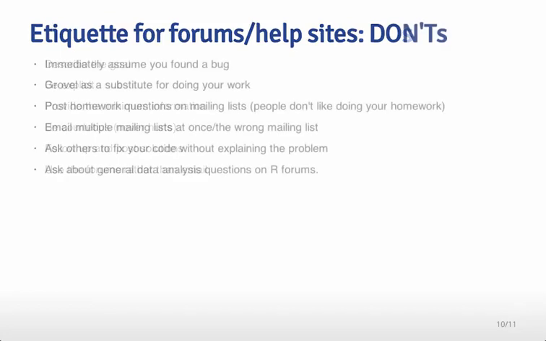Some things that you shouldn't necessarily do are immediately assume you found a bug in a major program, like saying you found a bug in R and that's why things aren't working. Groveling as a substitute for your work is obviously not a great thing, so begging other people to do your work for you. Please don't post homework questions on mailing lists or on the course forums. If you post the questions or the answers on the forums, it sort of takes away from the experience of everybody else. Please don't email a lot of different lists all simultaneously. Try to figure out what the right mailing list is and only email that.